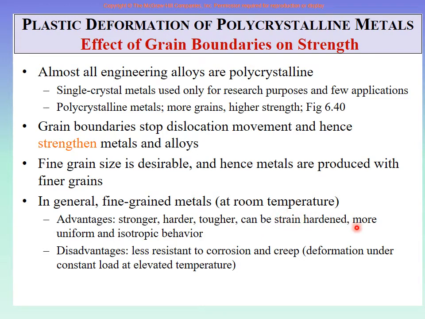Also, their properties are more uniform, everywhere the property is the same because they are fine grained. This is called isotropic, if you remember. Isotropic is a word that means in every direction it is the same. So they will be stronger, harder, toughness would be good, they can be strain hardened, and their properties will be uniform and isotropic. These are the advantages of having fine grain. But in the world, nothing is only good.